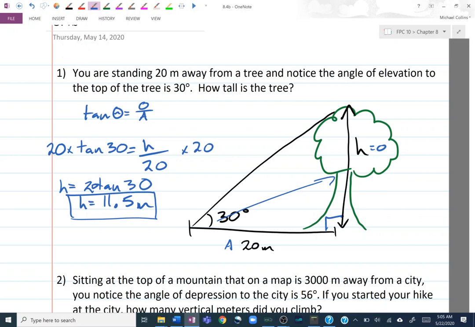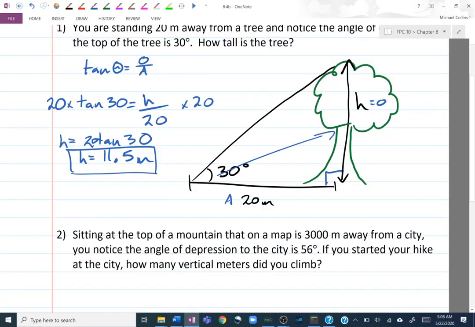This is actually a very common way of measuring the height of things. People will take a digital measurement instrument and they'll measure how far away they are. You can do it with a laser or a measuring stick or a tape measure, whatever you want. And then they will measure the angle of elevation up, and you can figure out the height of things. It's actually quite common in surveying.